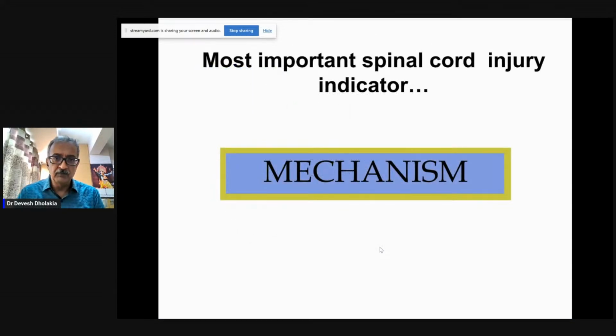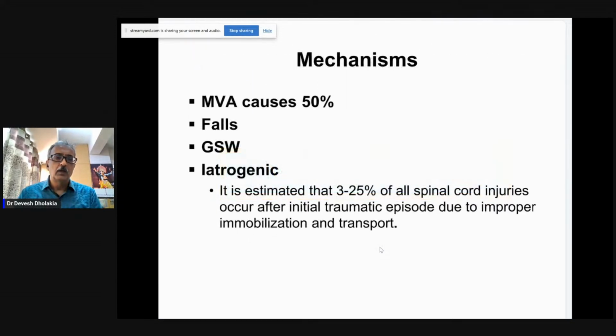Let's look at the mechanism of the injury. Most of the injuries are due to motor vehicle accidents or falls from height. In our country, gunshot wounds are not very common and occur more in the battlefield, or are iatrogenic. This is the part which we can avoid.